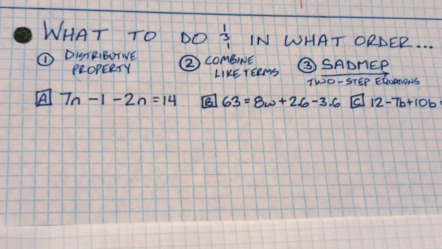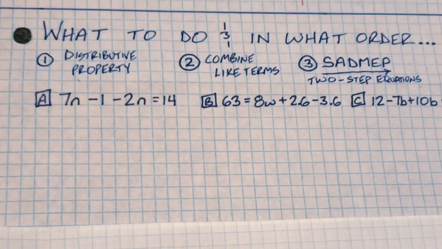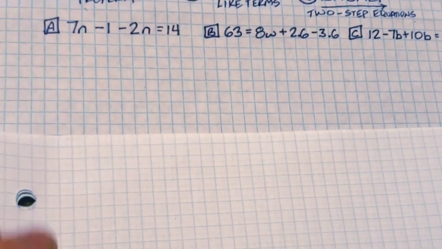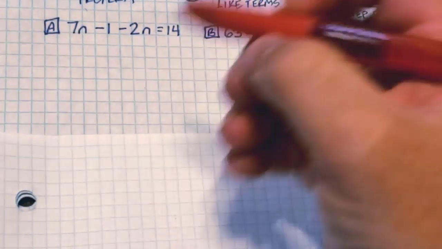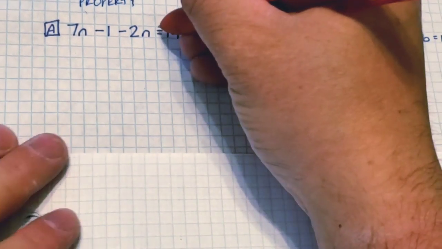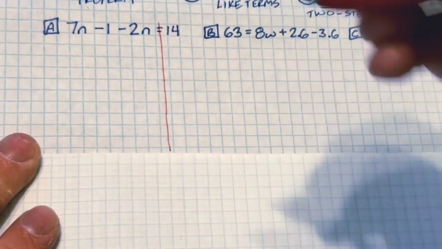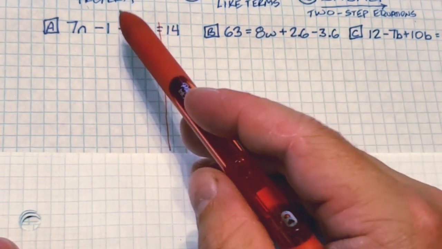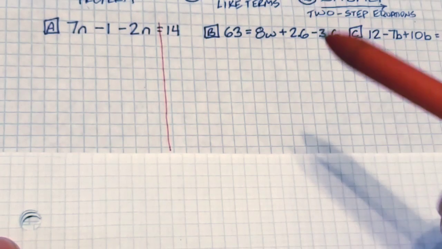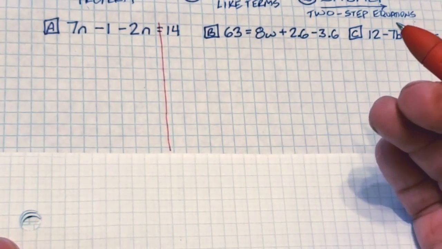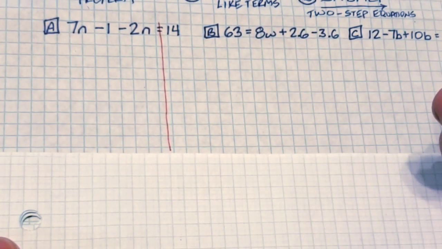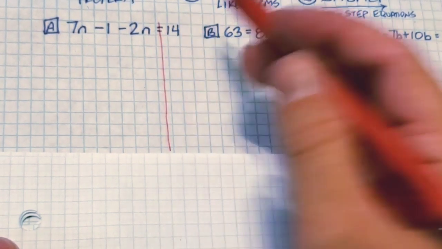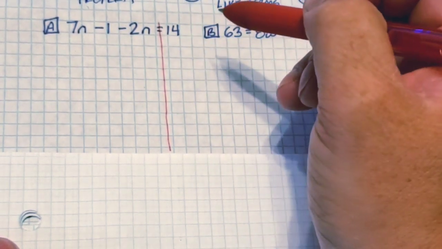Letter A, 7n minus 1 minus 2n equals 14. So just like before, anytime you have a variable and an equal sign, your goal is to get the variable by itself, and you do that by using inverse operations. So the first thing we're going to look for is, are there any distributive properties? Well, there are no parentheses, so there's no distributive property. Can we combine any like terms? Well, this 14 is by itself, so it doesn't have anything to combine.